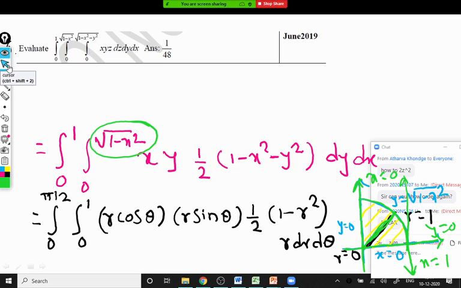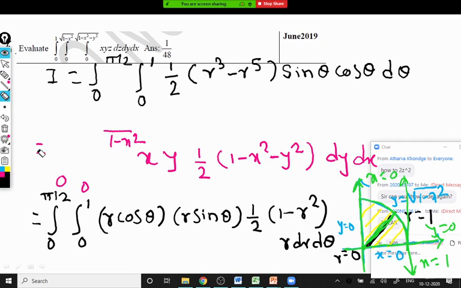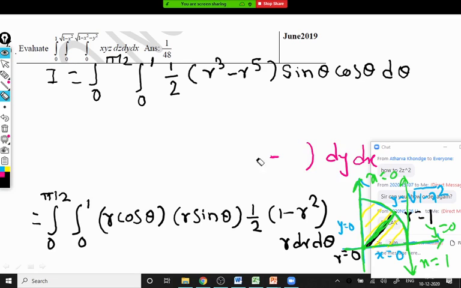So that integral I, I will write it here: 0 to pi by 2, 0 to 1. I collect the terms of r: 1, 2, 3, it is r cube. So 1 by 2 is a constant as it is. These three r's we have to multiply into the bracket, so it will become r cube minus r raised to 5, and sine theta cos theta d theta. That is a simplified step. We just collected the terms together.